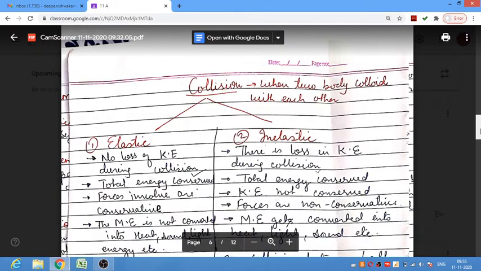Now the next topic is collision. In daily life, sometimes we collide with another object or sometimes with a person. So here we have to study, when two objects collide, what will be the motion, what will be the change in velocity or change in kinetic energy. We have to study these things in the collision. So collision is an event or phenomenon when two bodies collide with each other.